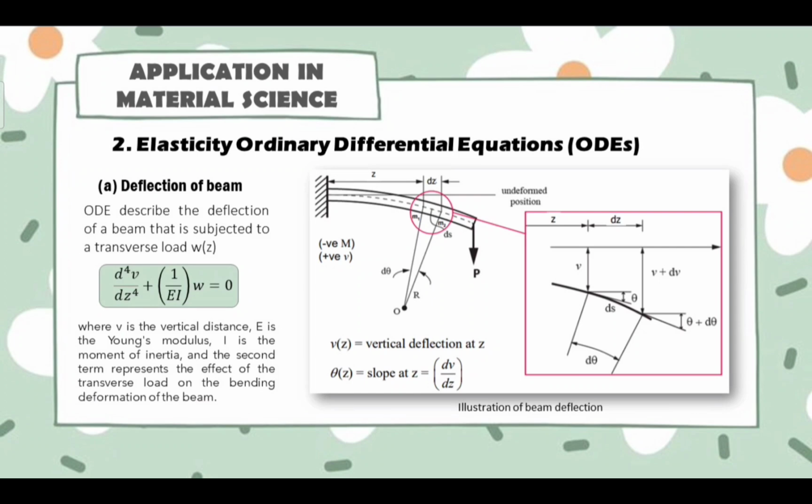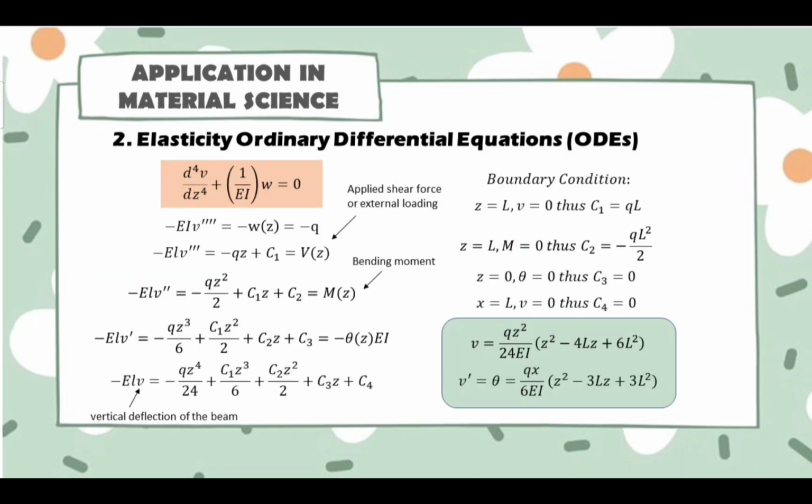The second application is the Euler-Bernoulli beam equation. This is a fourth order linear homogeneous ODE, which describes the vertical deflection v of the beam at a position z that is subjected to a transverse load w. The term d to the power of 4 v over dz to the power of 4 represents the curvature of the beam. E is the Young's modulus and I is the moment of inertia of the beam. This equation is commonly used in analyzing and modeling beam deflection under transverse load, ensuring structural safety and understanding the material's property. To solve this ODE, four times integration is done.